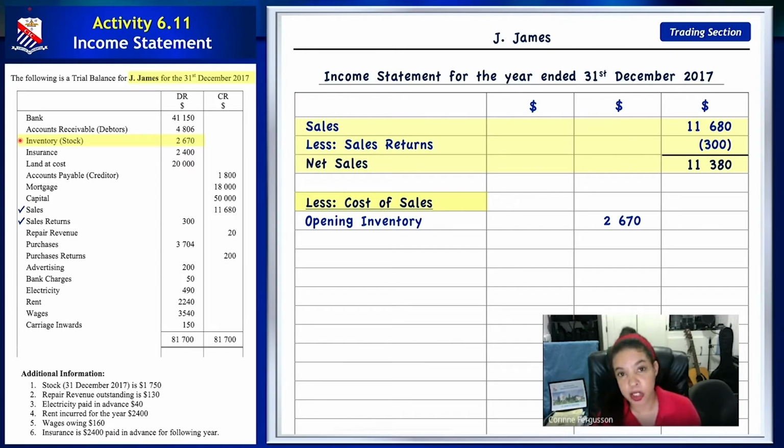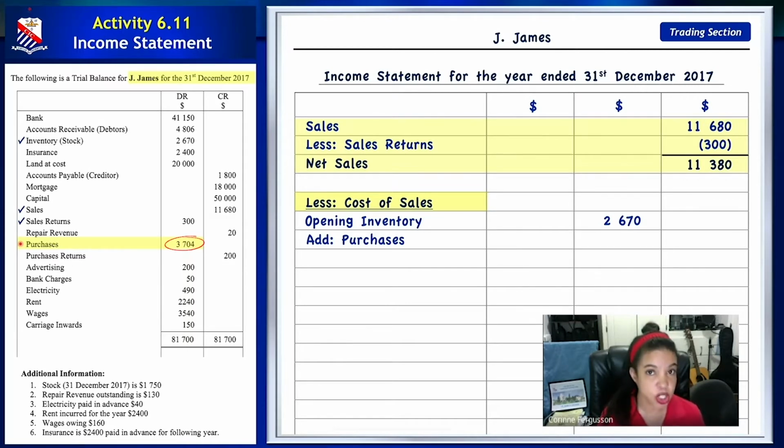So your opening inventory goes in your middle column, and the next thing is to add your purchases. Now, which column would your purchases go in when you find it? So you can see you go in your trial balance and you see that we have our purchases there. We have already found our purchases. Which column are we going to put the $3,704 in? That depends on whether we have any adjustments to do to purchases.